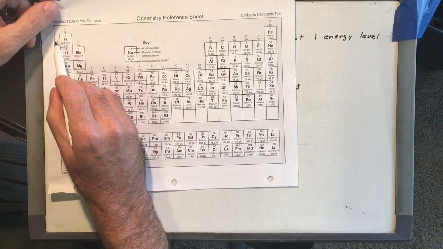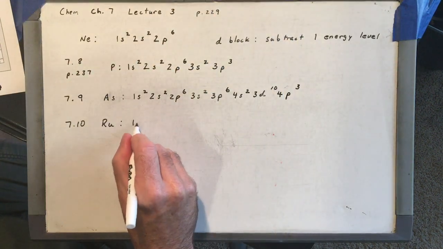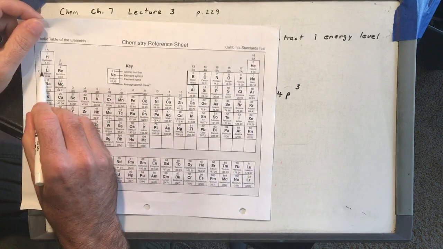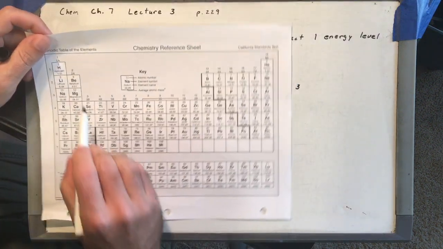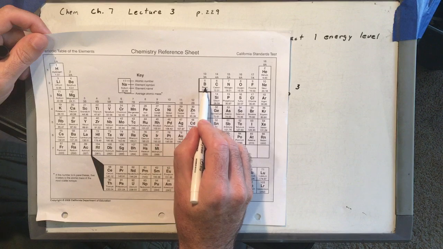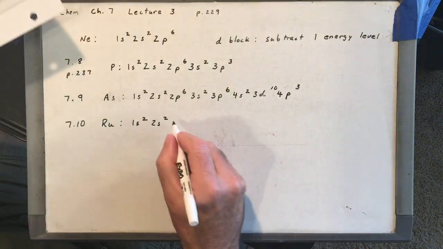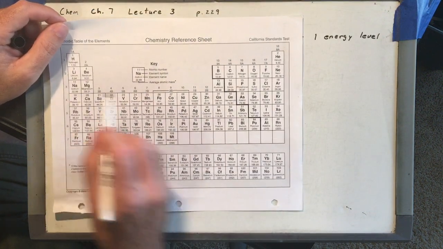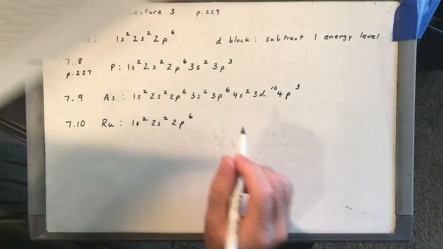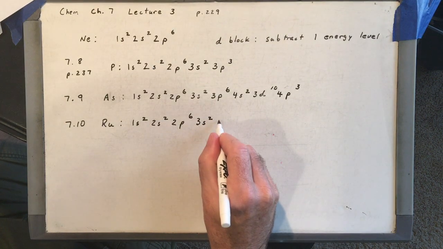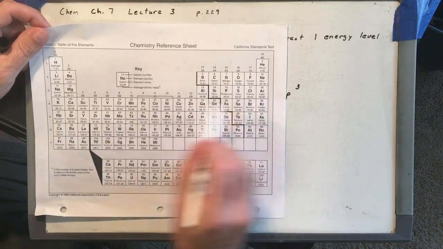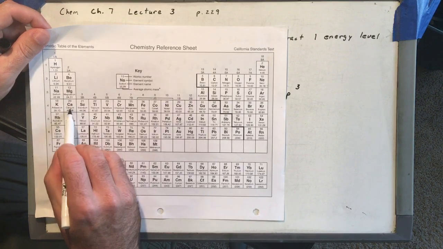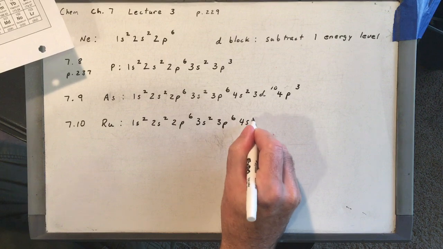We start at energy level 1, 1s2. Then energy level 2, 2s2. Then we cross over to the p block. Energy level 2 still, 2p6. Then we go to energy level 3, 3s2, and then cross over 3p6. Okay, now we're at argon. Go to energy level 4, 4s. We're at calcium, so 4s2.